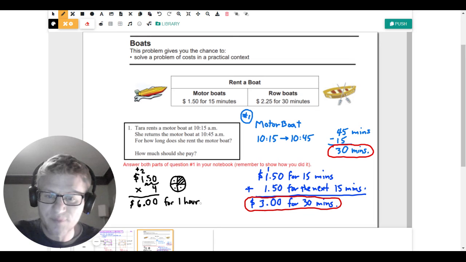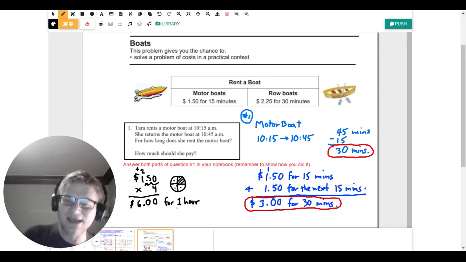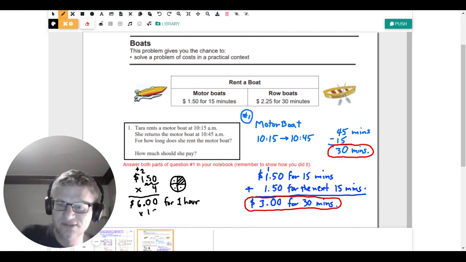Like I said, I'm going to buy this boat. I'm just going to rent it forever, not even bother buying it. $6 for 1 hour. Let's say I wanted it for 10 hours. I'm going to go times 10. Oh, that looks not lined up. I should always line it up. $6 times 10. Do you guys remember when we multiply a decimal by 10, it means we just move the decimal over one place? That's all we have to do. So I know right away, this is actually going to be $60 for 10 hours.